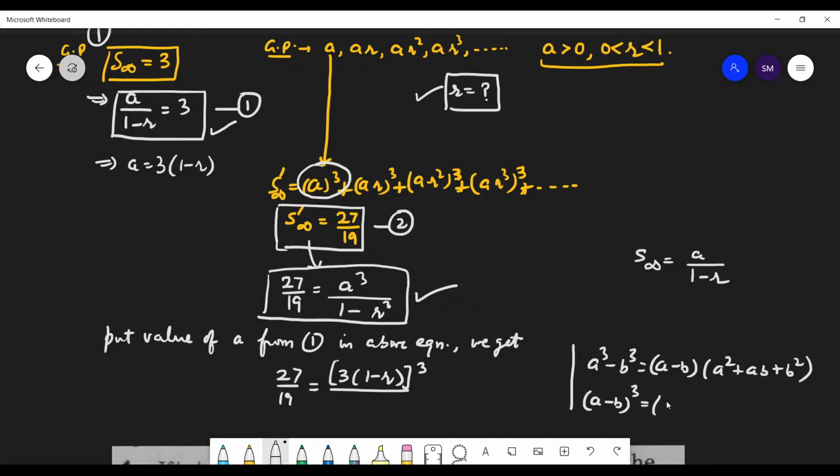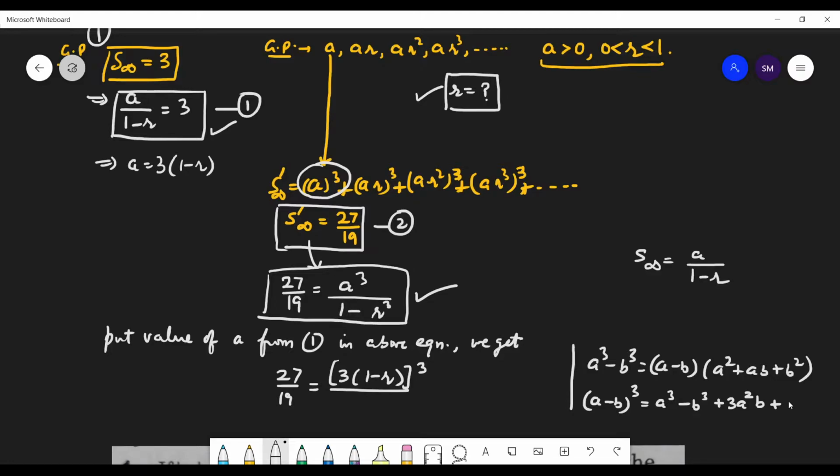So a minus b whole cube will be equal to a cube plus b cube, minus, sorry, yes sir, minus. Where the power will be odd, we will have a minus sign, because minus power odd will be negative, right? Minus 3a square b, because the total power will be 3.